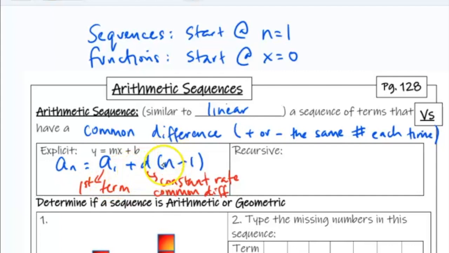Like, do I want the first one? Do I want the second? The third? The fourth? The fifth? The sixth? So remember, n always starts at 1.